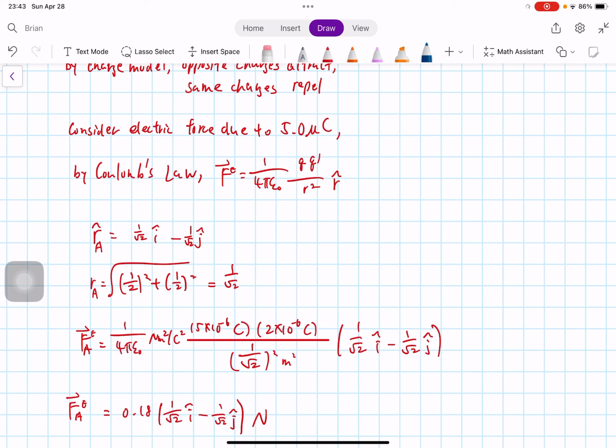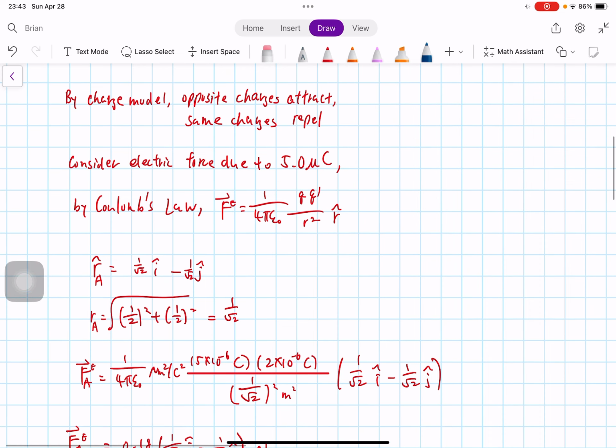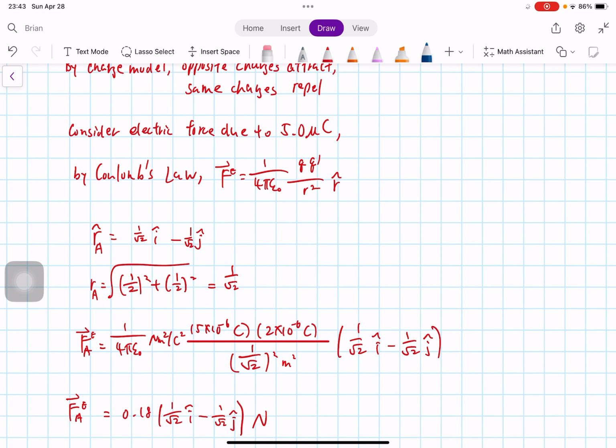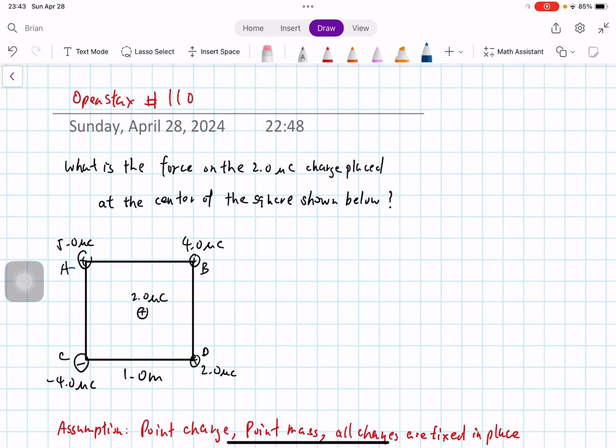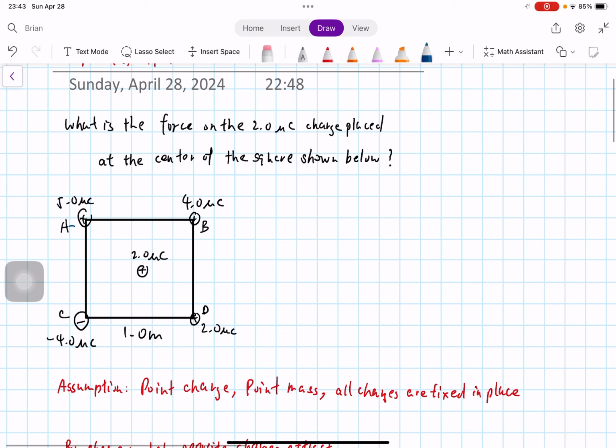The next thing I'll do is to calculate this R hat. For R hat, I could use the traditional way, which is to put R_A in this direction divided by the magnitude of R_A. But because we know the dimensions from the diagram, there's an easier way to do it. We're essentially finding a normal vector that is pointing in this direction when we're considering charged particle A.